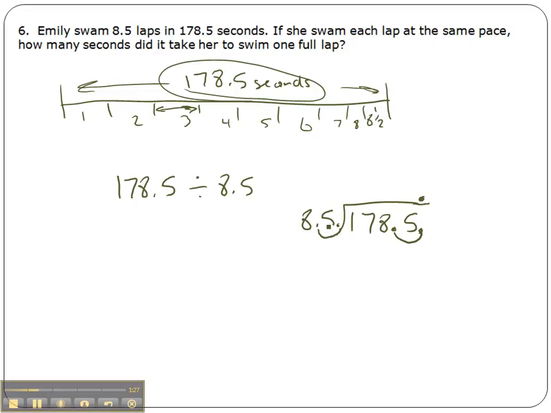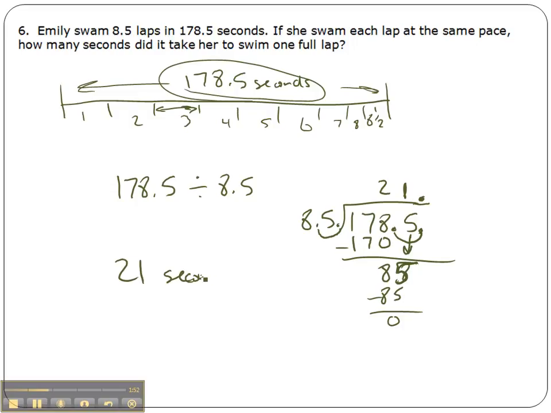Okay, now how many 85s in 1? 0. How many 85s in 17? 0. How many 85s in 178? 2. 2 times 85 is 170. Subtracting, we get 8. Bring down this 5. Oop, that's a 5. How many 85s in 85? 1. 1 times 85 is 85. Subtract, we get 0. So it takes her 21 seconds per lap.